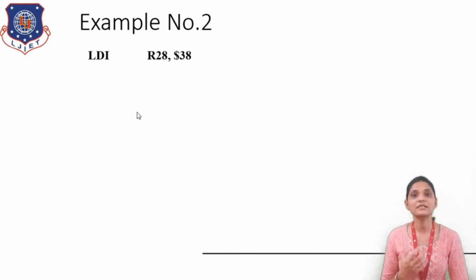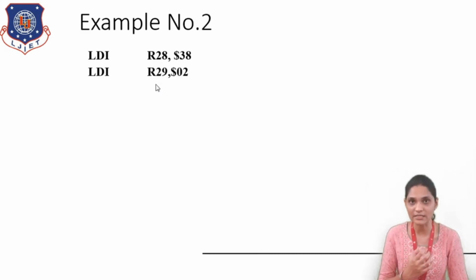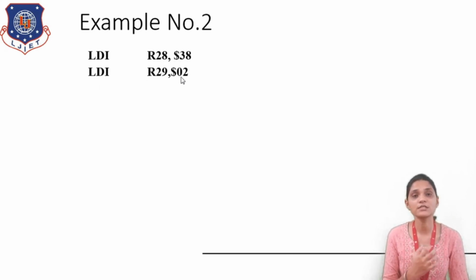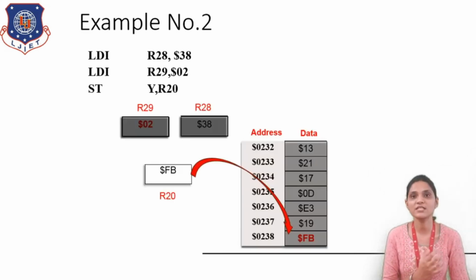We can also consider it like this. If we have the instruction LDI R28, $38, this will store this 38 immediate data into register R28. Also we can use the instruction like LDI R29, $02. This will store 02 inside register 29. And we know that these 29 and 28 registers combined are known as the register Y. 29 is the higher byte, 28 is the lower byte.